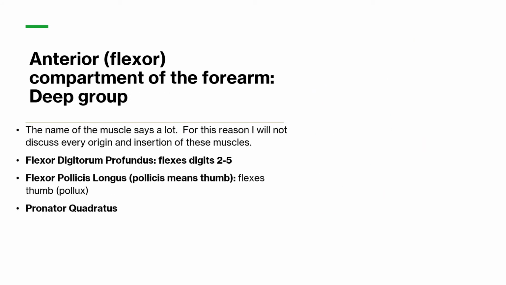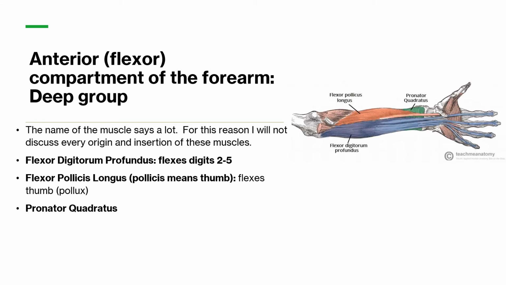Anterior compartment of the forearm, the deep group. As I said before, the name of the muscle says a lot, and that's why I'm not going to discuss every origin and insertion of these muscles. You have the flexor digitorum profundus, which flexes digits 2 through 5. You have the flexor pollicis longus, and pollicis means thumb, and from its name it flexes the thumb. And you have your pronator quadratus.